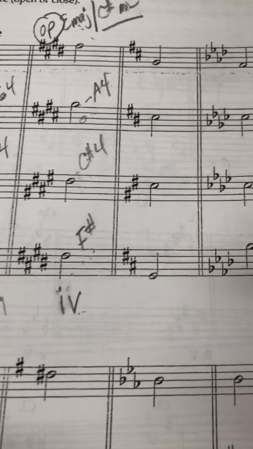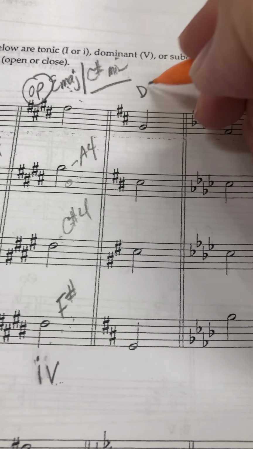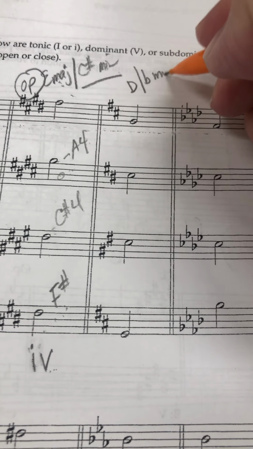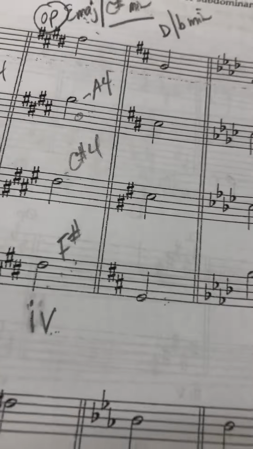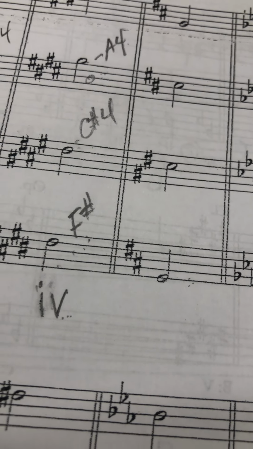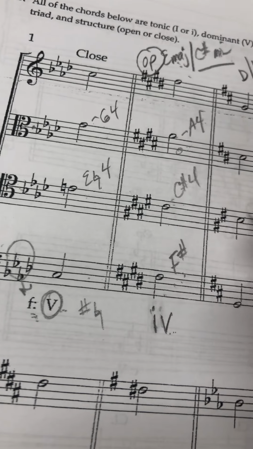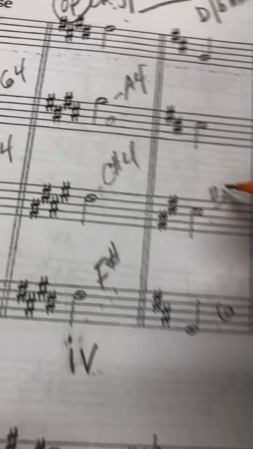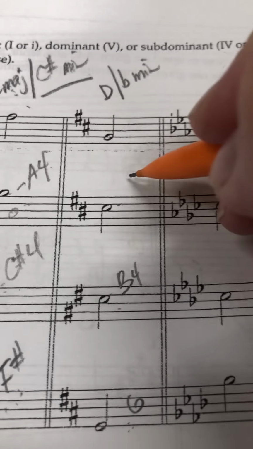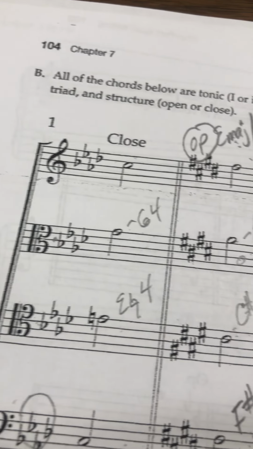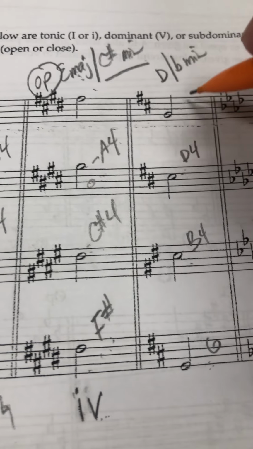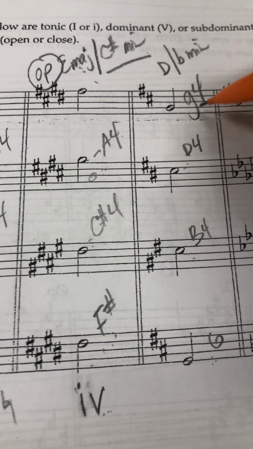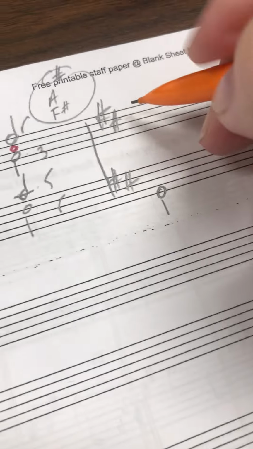So the two keys it might be is going to be either D major or B minor, okay? What do we have? We have a G here. And then we have a B. It's a B4. And then here is a D4. And this is a G4. G4, yep.